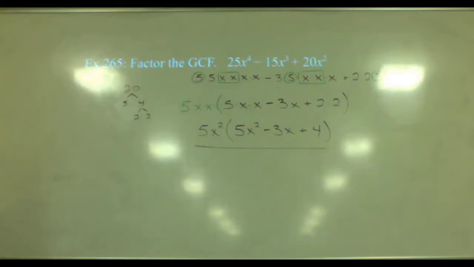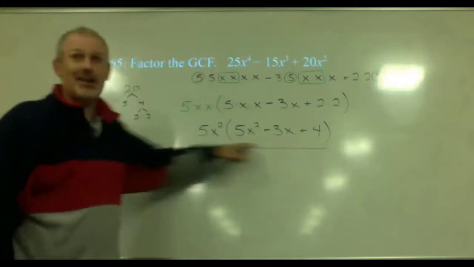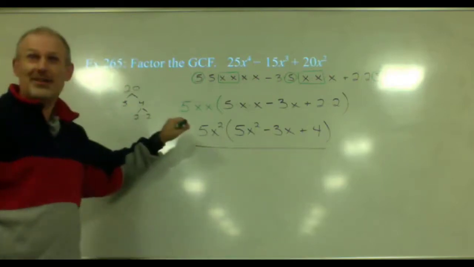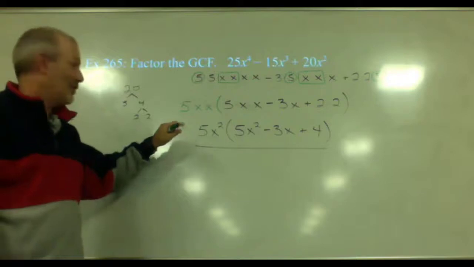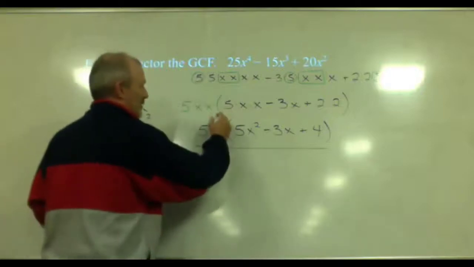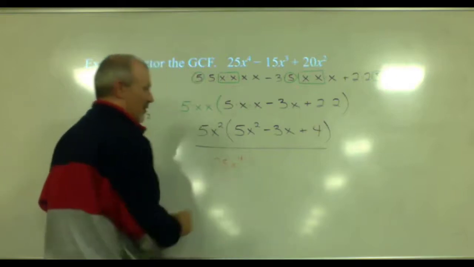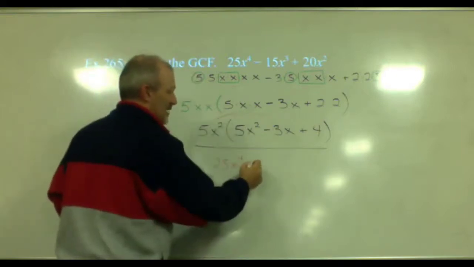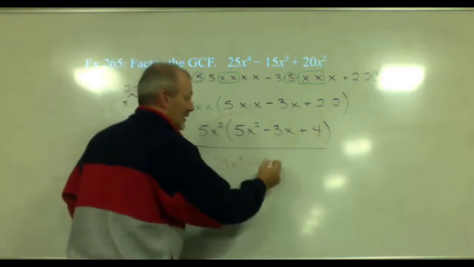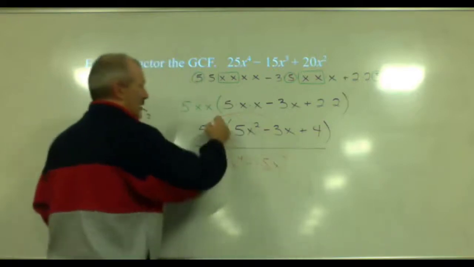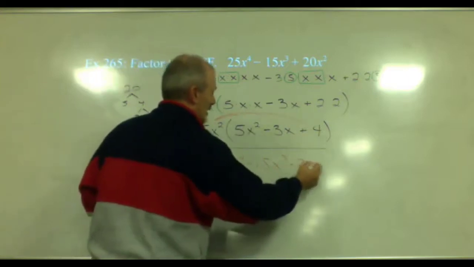Okay. Now I want to show you something. This is just to show you that what we just did in this chapter, we're doing the opposite. If you saw this on your test and it said multiply, what would you do? We would distribute, right? Okay, so let me use red here just so that's different. If we multiply 5x squared times 5x squared, it's going to be 25x to the 4th power. And this times this will be minus 15x to the 3rd power. And then this times this will be 20x squared.